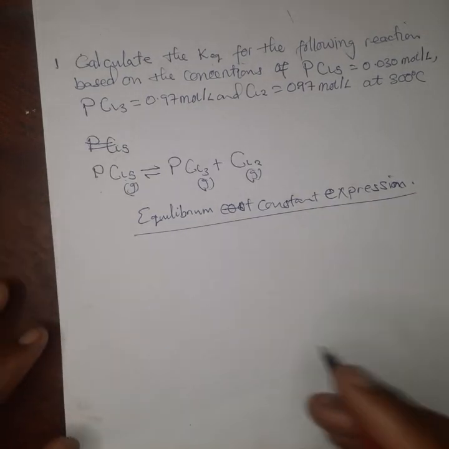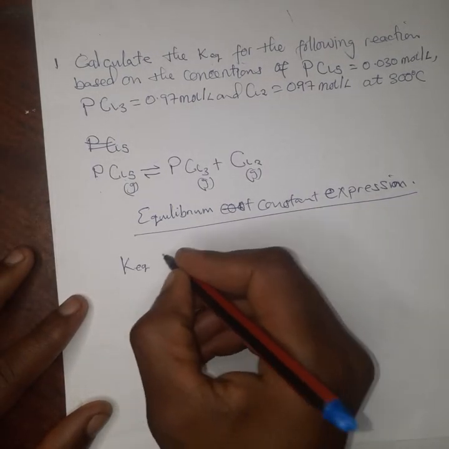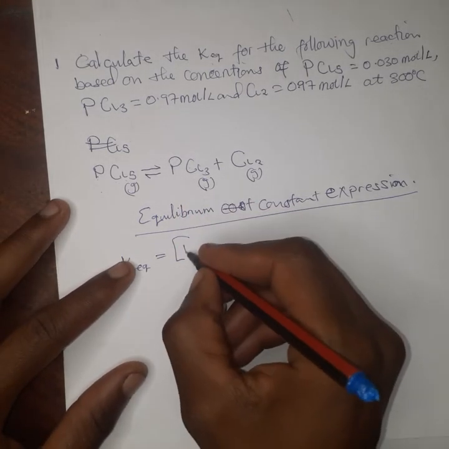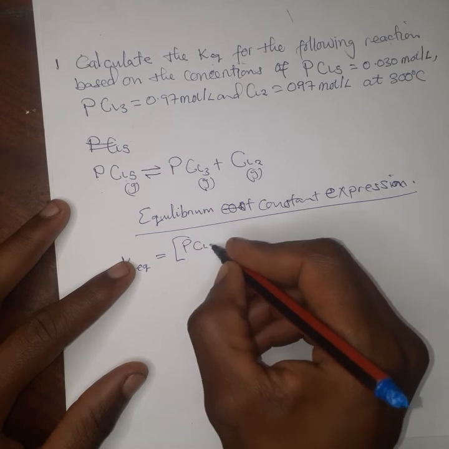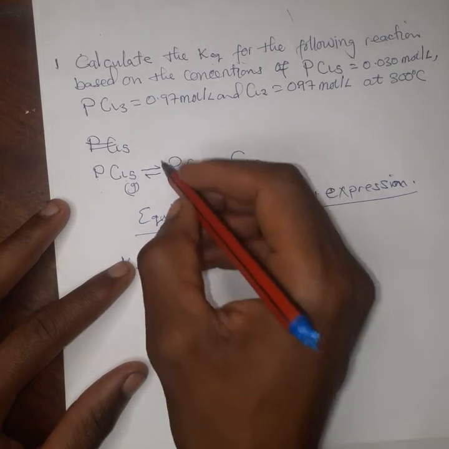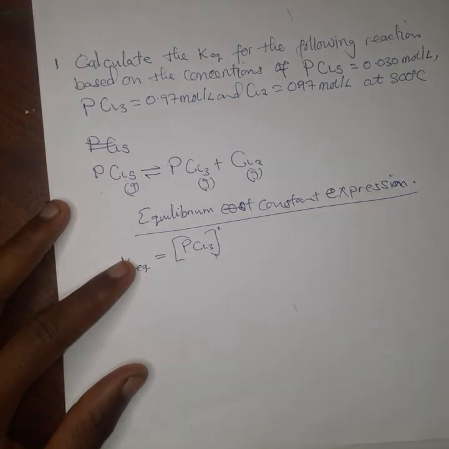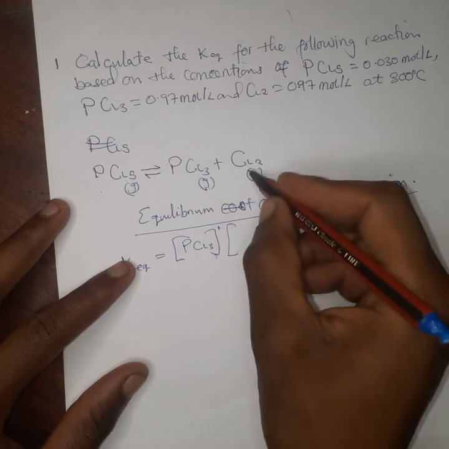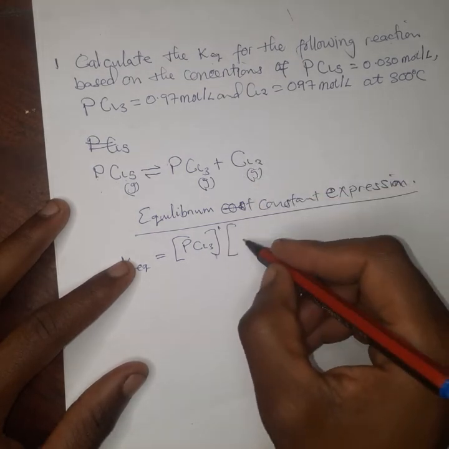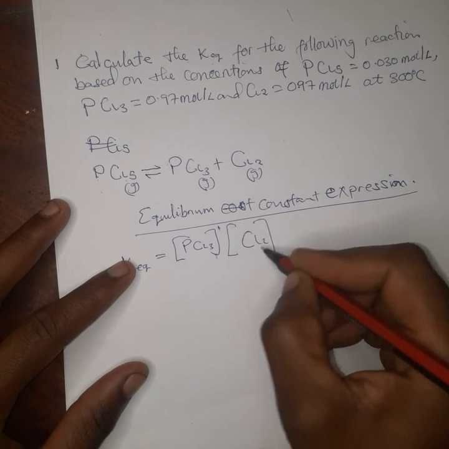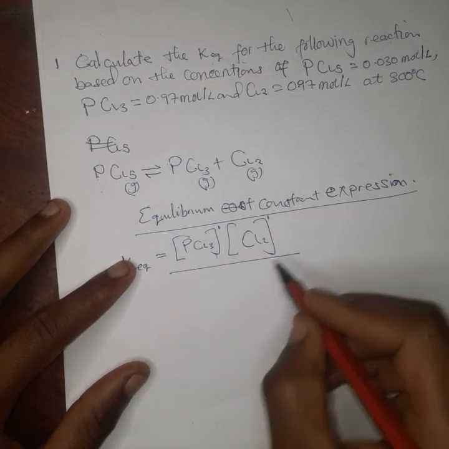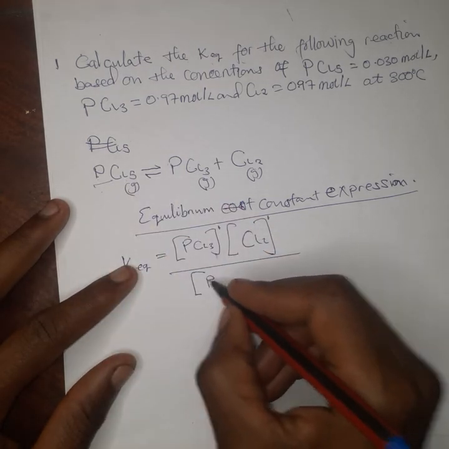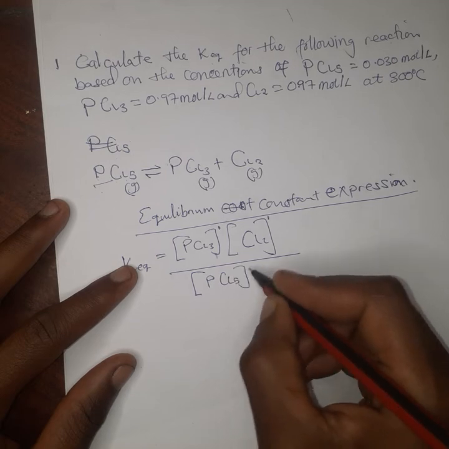So we say the equilibrium constant is equal to, starting with the products, remember, PCl3 to the power of its coefficient, which is 1, but if you want, you can just leave it out, because anything to the power 1 is the same thing. Multiply by Cl2 to the power of its coefficient, which is 1, over the reactant, which is PCl5 to the power 1.